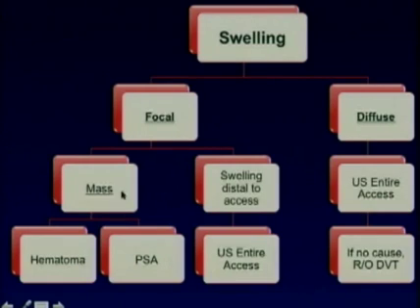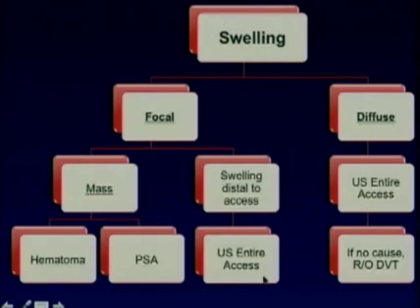If it is a focal swelling, really we only want to look for that focal area, looking for a mass, and then that mass can either be a hematoma, it could be infected or not, or it could be a pseudoaneurysm. If there's more diffuse swelling distal to the axis, it's not exactly focal, but it's not the entire arm, then you need to ultrasound the entire axis.